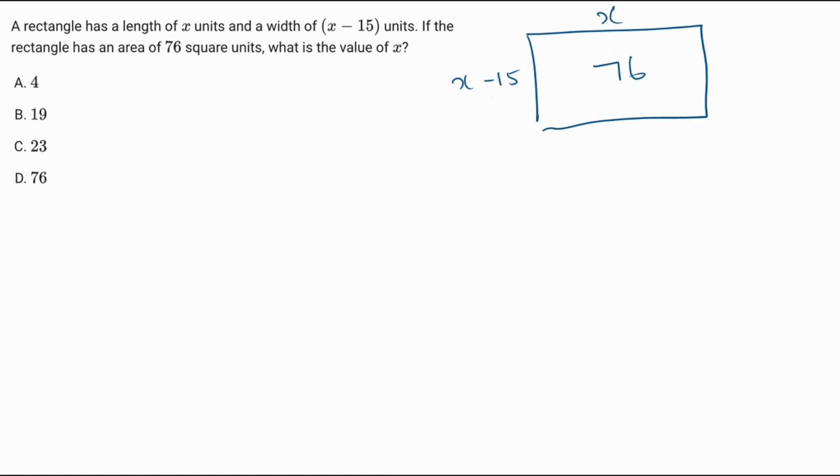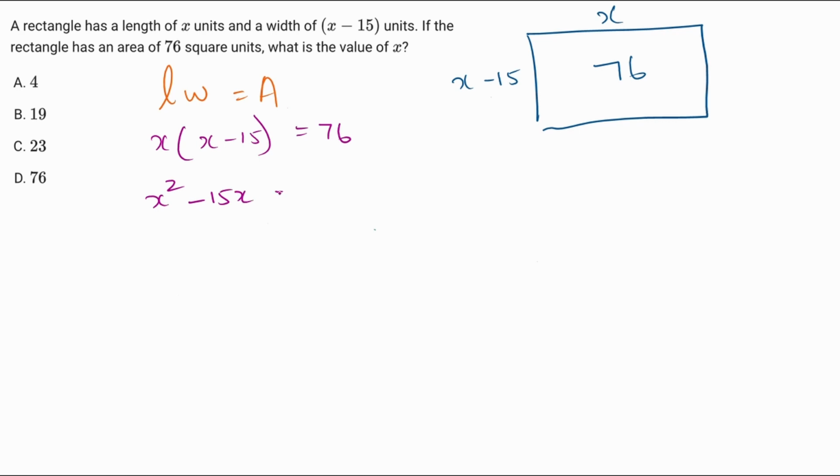We know that the area of the rectangle is given by length into width. I'm just going to plug in the values of this rectangle in the formula, and write it as x multiplied by x minus 15, which is equal to 76. Multiplying x here, I get x square minus 15x equal to 76. Subtracting 76 on both sides, I get x square minus 15x minus 76 equal to 0.